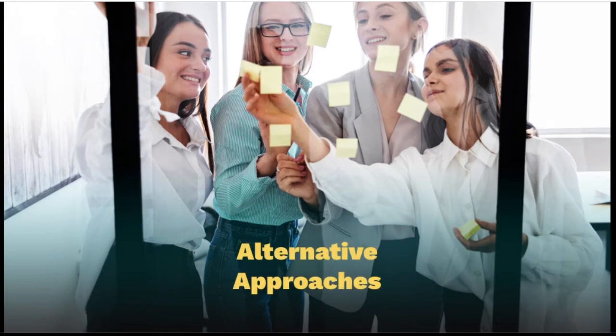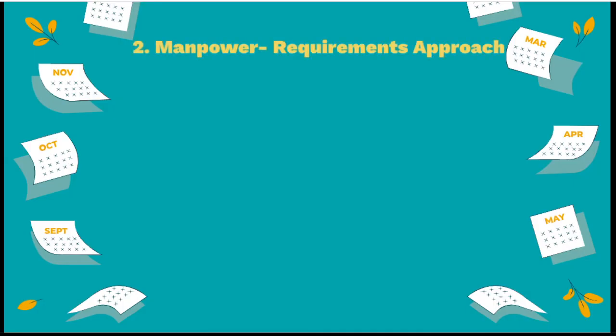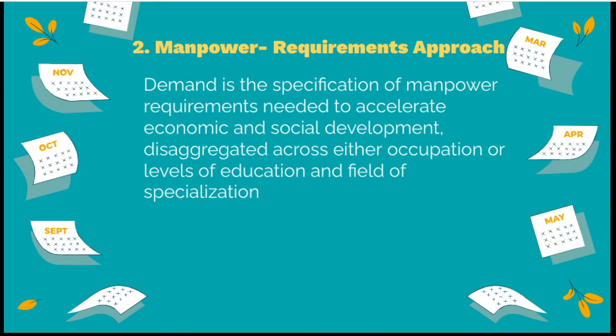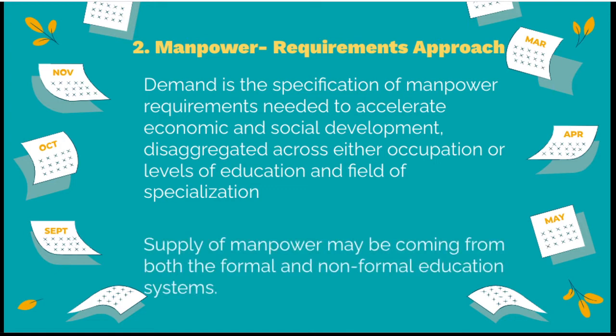We have some alternative approaches. The manpower requirements approach. This is one of the alternative approaches. The demand is the specification of manpower requirements needed to accelerate economic and social development. These are aggregated across either occupation or levels of education and field of specialization. It does entail an analysis of demand and supply of manpower. The supply of manpower may be coming from both formal and non-formal education system.